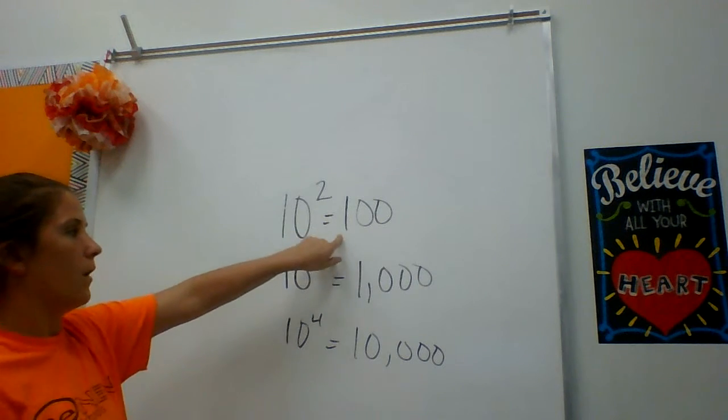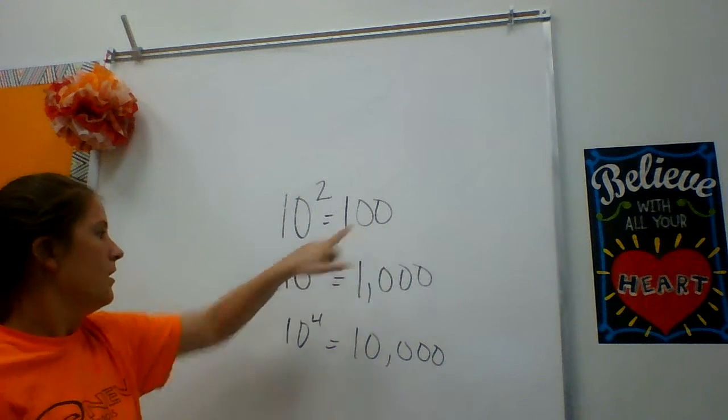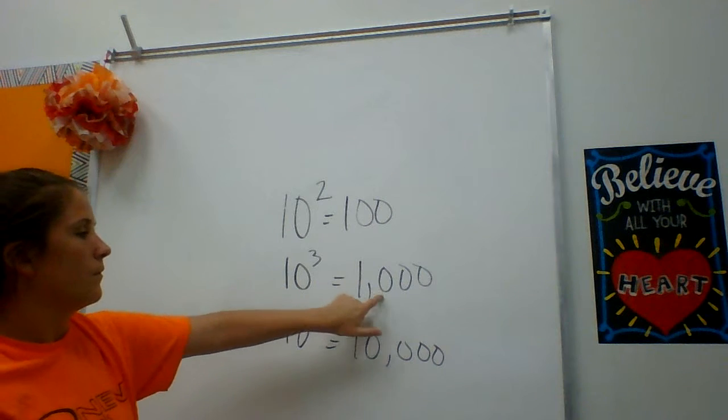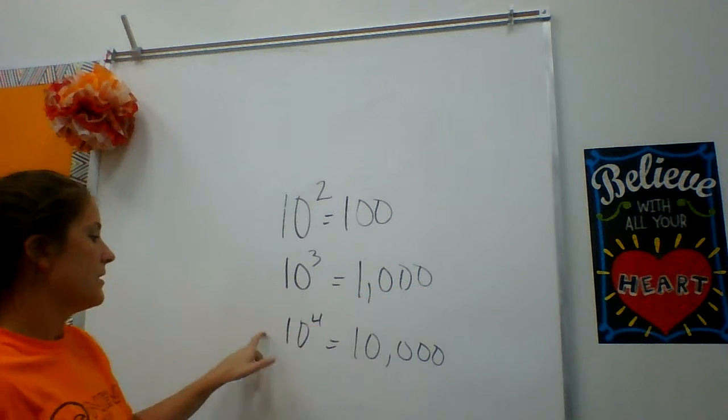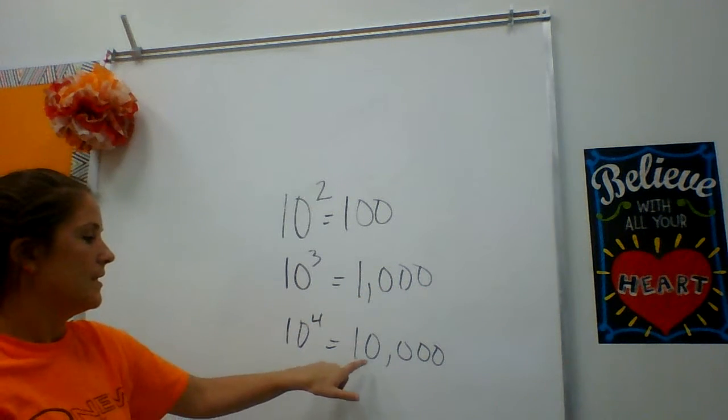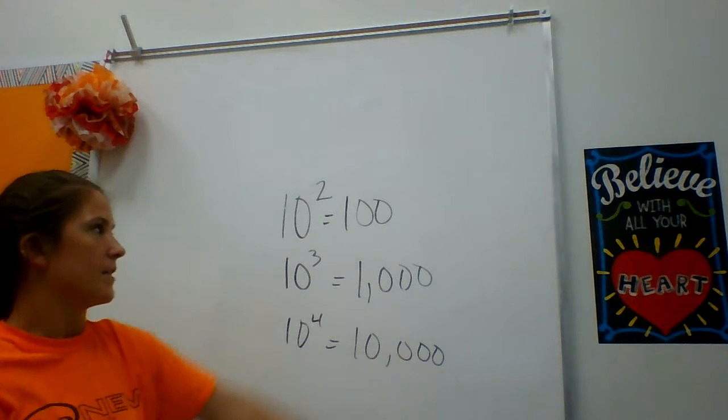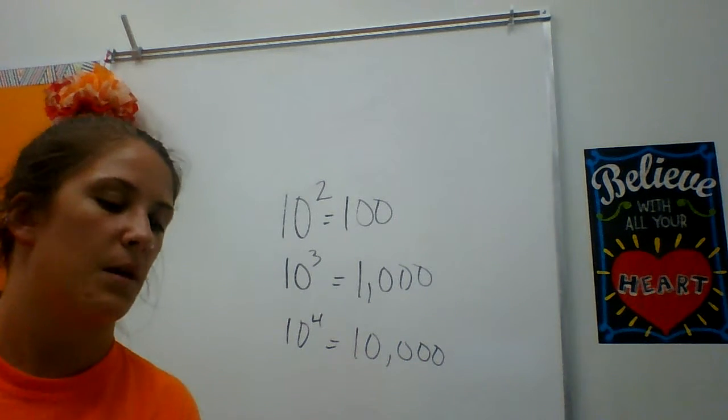Take a look at this. 10 squared is 100. 10 cubed is 1,000. 10 to the fourth is 10,000. Here is the shortcut. You might be able to see it.